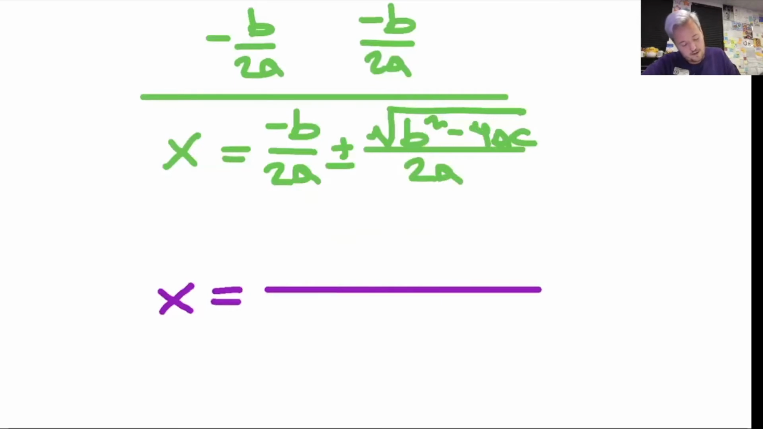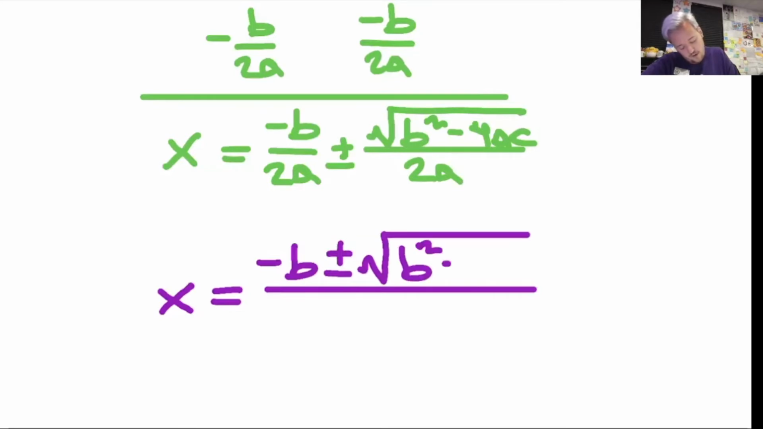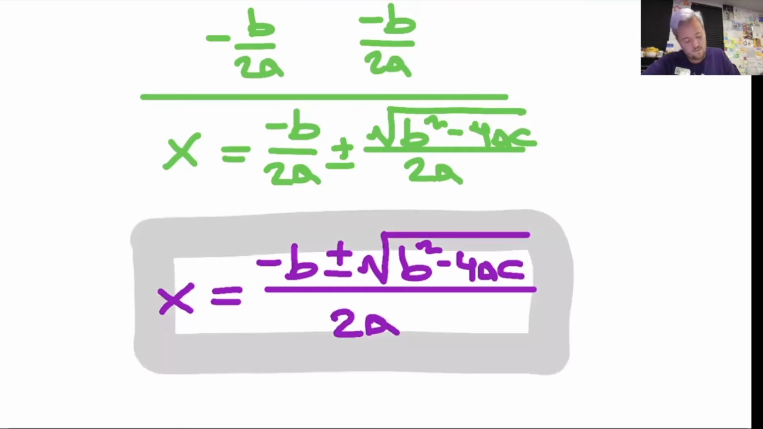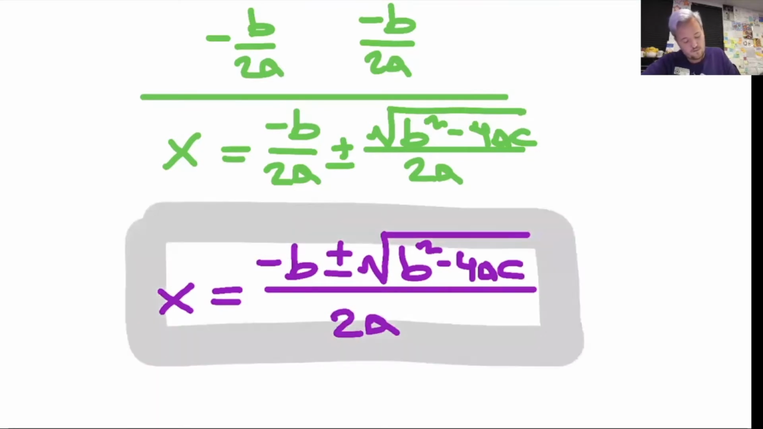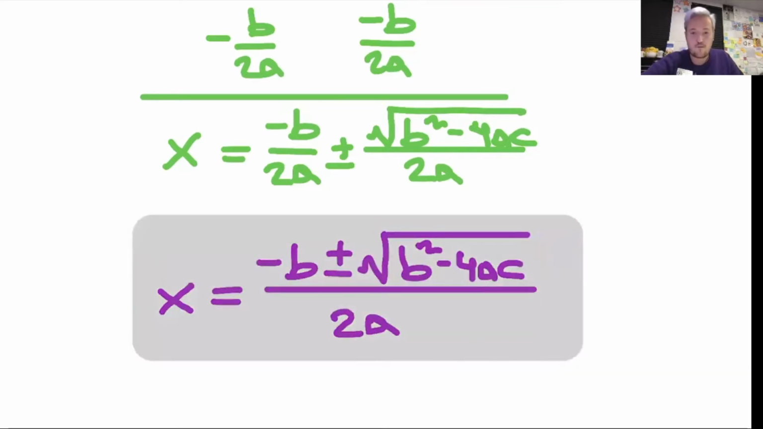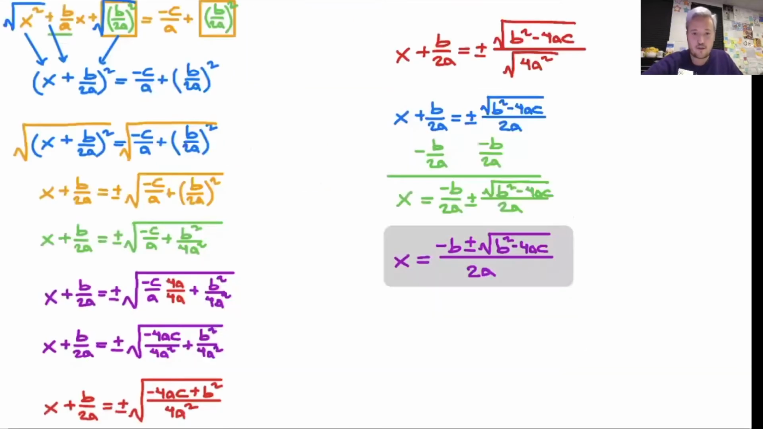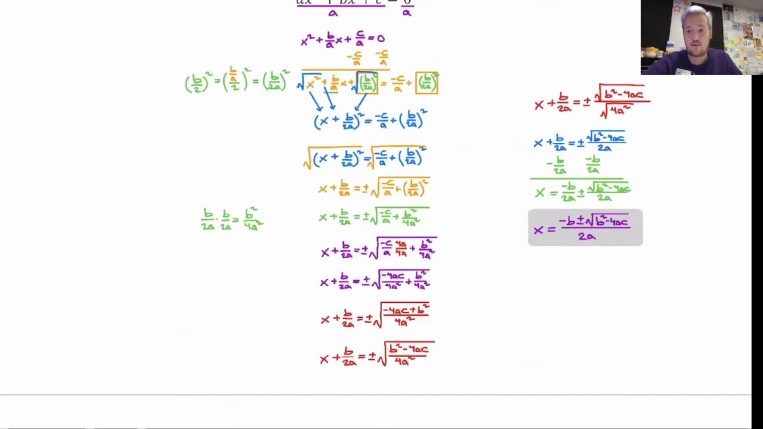So I can combine these into one fraction. All right, so I'm going to have the opposite of b plus or minus the square root of b squared minus 4ac all over 2a. So there's our quadratic formula. I promise it did not just come out of nowhere. It was actually mathematically derived.